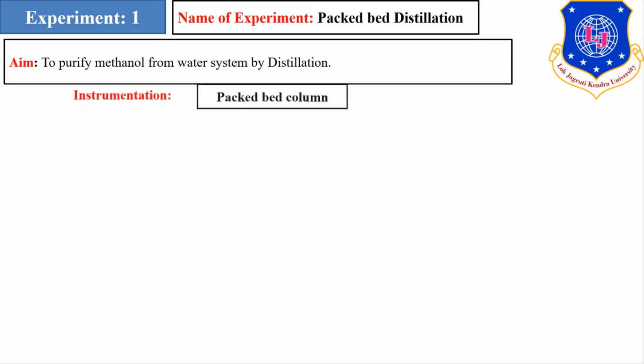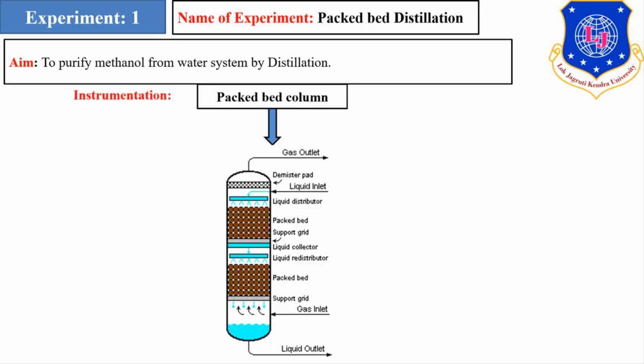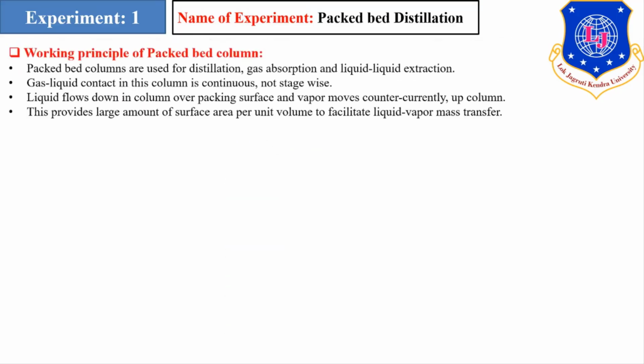And this is the instrumentation, that is a packed bed column which is being used for the distillation purpose. So as you can see, this is the packed bed column which is being used for the distillation. Okay, now the working principle of the packed bed column.